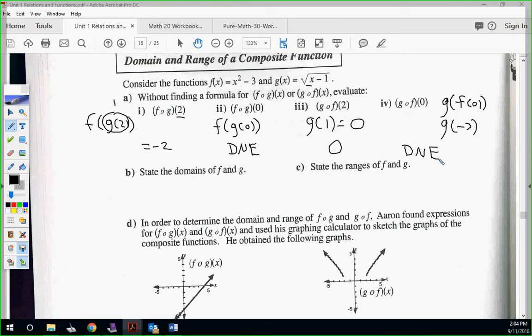Okay, good. Okay, so what is the domain of f by itself? That's a parabola, so what's the domain of a parabola? All reals. So x is an element of R. What's the domain of g? It is a radical. It's a radical function.